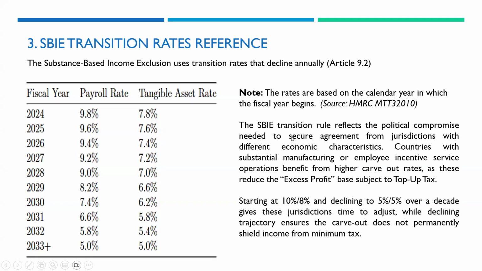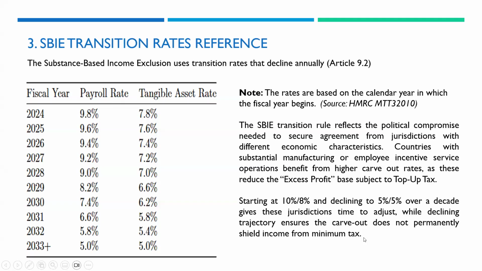So, why there is an SBI, I told you, it reflects the political compromise needed to secure agreement with jurisdictions with different economic characteristics. Countries with substantial manufacturing or employee incentive service operations benefit from higher carve-out rates. This is called substance-based carve-outs, as these reduce the excess profit base subject to tax. Starting at 10 or 8%, yeah, 9.8 to 7.8, and declining to 5% over a decade, gives the jurisdictions time to adjust, while the declining trajectory ensures the carve-out does not permanently shield income from income tax.